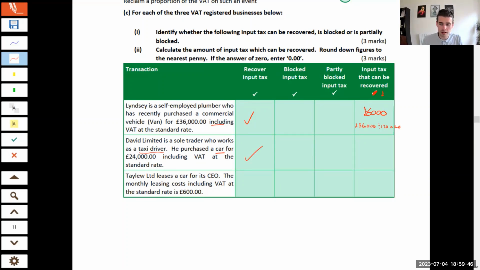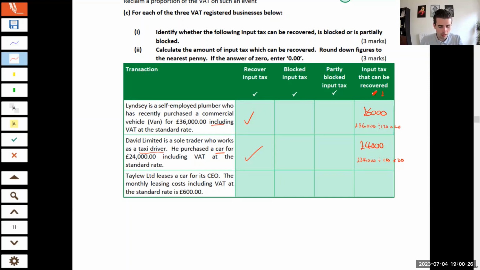And again, it's just a simple case of working out the amount. Same rules apply. I've got the gross amount, £24,000, divided by 120. That's the worst divide sign in the world. Try that again. Times by 20. Again, just different ways you can do it. Work it out in your own way. I'm happy with that. £4,000.